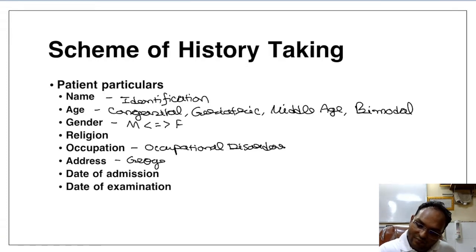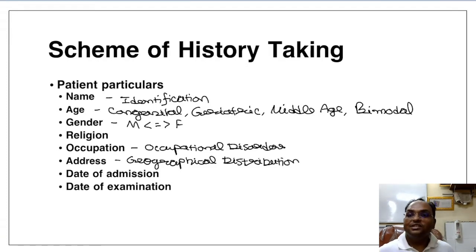Address: from that you can get the geographical distribution. Suppose I tell you that the person hails from India and has fever, chill and rigor, you'll think of malaria, kala-azar. But if I say that the person is from the Ohio-Mississippi basin, you will not think of malaria, kala-azar, you will think of something else more likely, because malaria is not endemic in those regions. Similarly, if you talk about Africa, trypanosomiasis is endemic in those regions, whereas onchocerciasis and many other diseases are not in other countries, so you will not think of them. Date of admission and date of examination are also very important, and you need to know when the patient was admitted, when you're examining him, and what the course of the disease is thereafter.